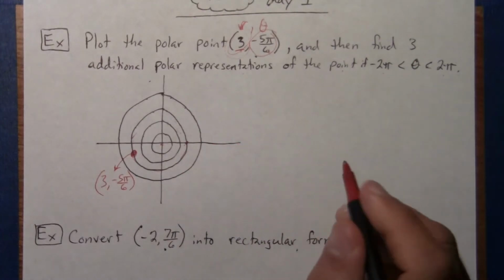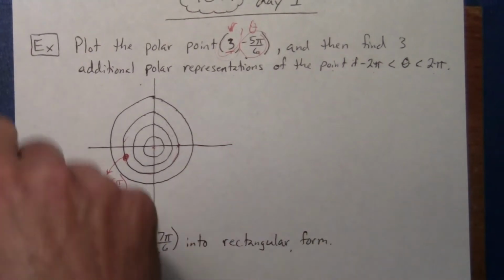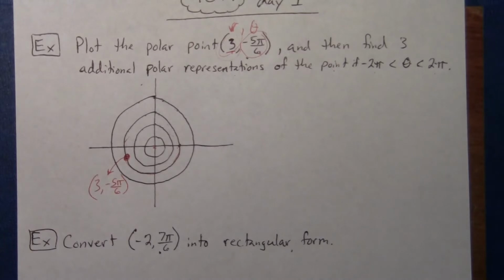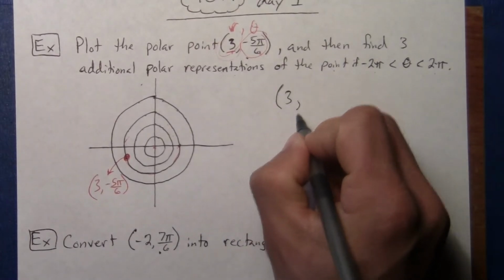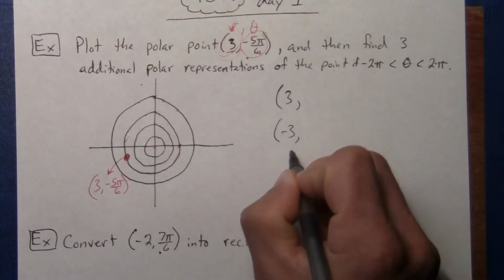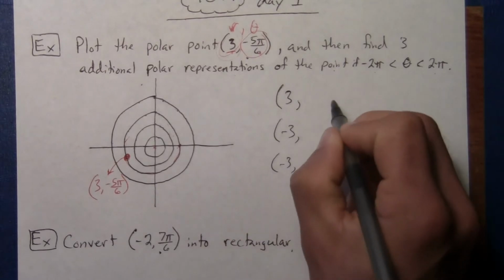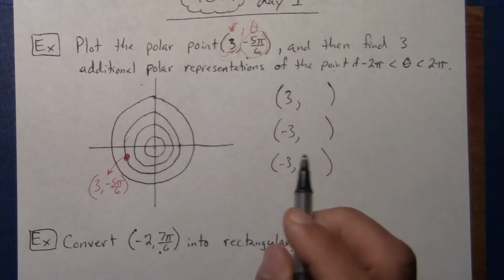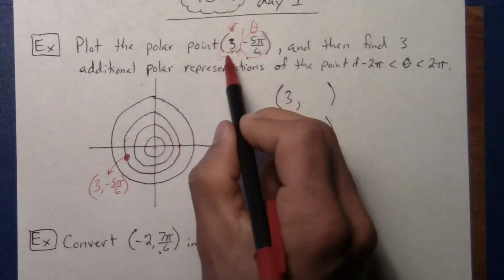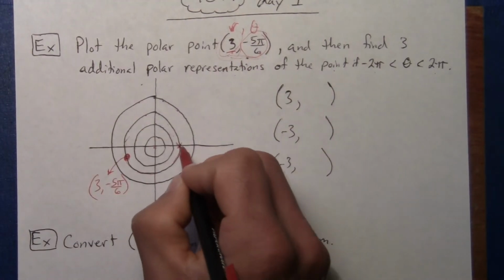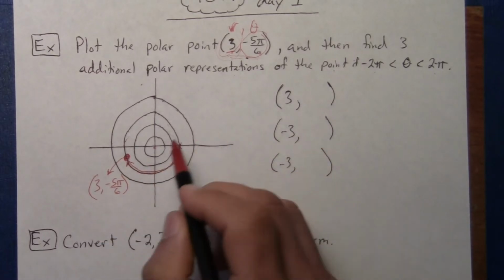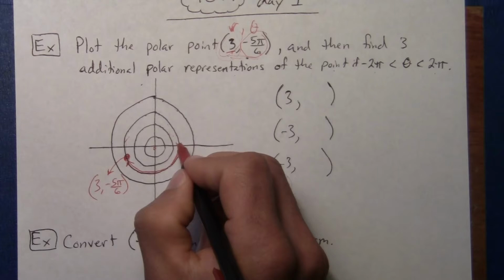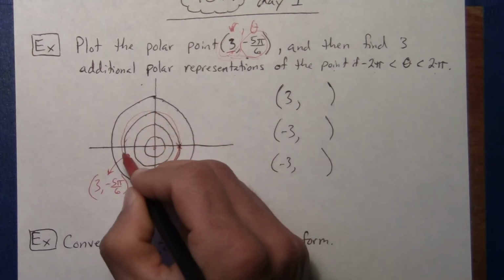Now to find 3 other polar representations. Well, for any polar coordinate, you should be able to have 4 representations: two with positive r values and two with negative r values. So here's what we did. For the one that we just graphed, we started here and we moved that way around to get there. Who's to say that we couldn't have started here at 3 and moved this way around?